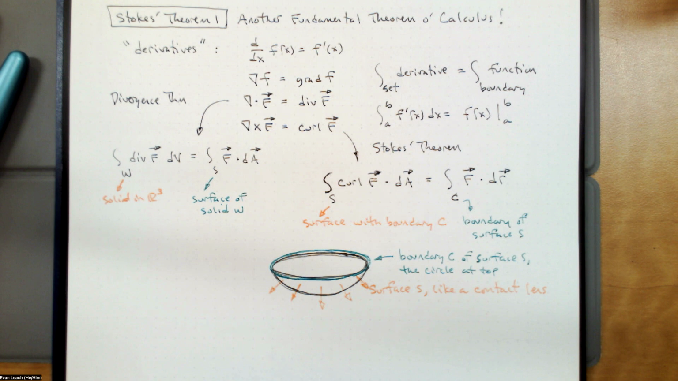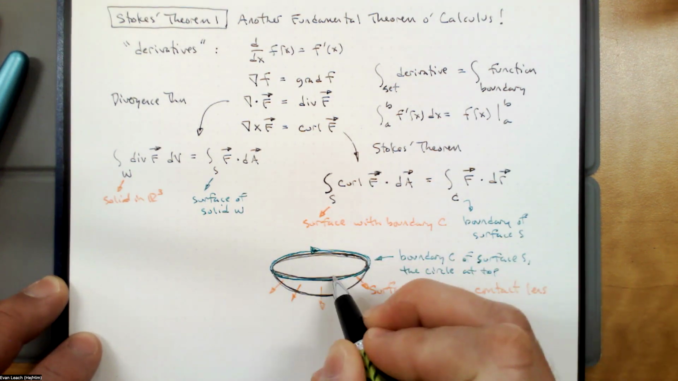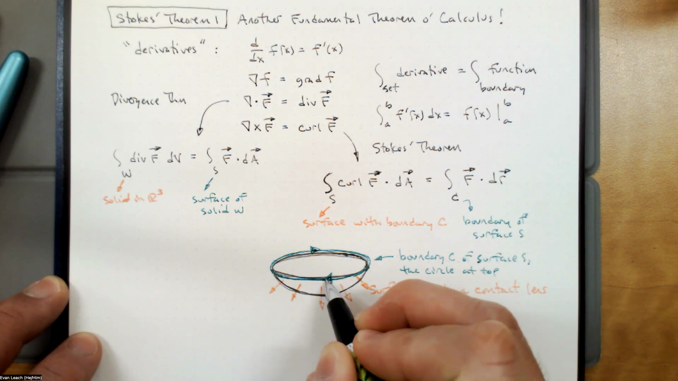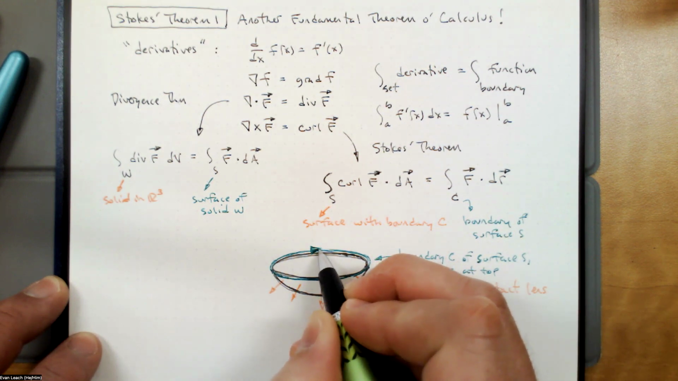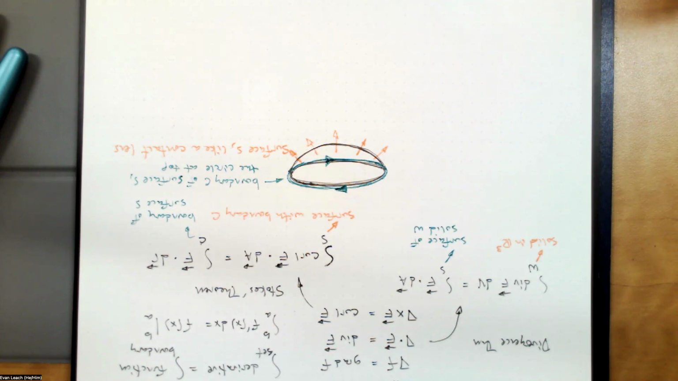So if we take the thumb of our right hand and point it in the orientation of the surface, which is generally down, that gives us how we should assign the orientation of the boundary. So our boundary is going around this way. If you don't like the boundary going like this, if you think that's kind of messy, there. Now it's going the other direction.